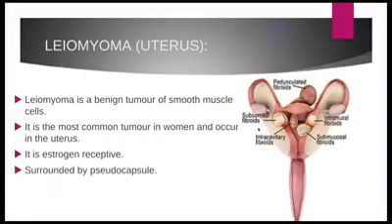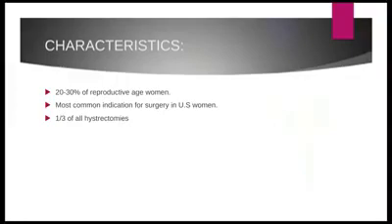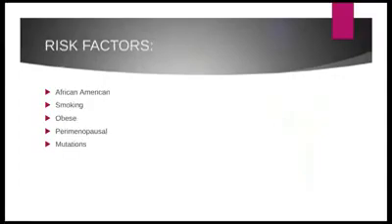What are the locations? Subserosal fibroid, intracavity, submucosal, intramural, or pedunculated fibroids. This is based on their location in the uterus. Characteristics. 20 to 30% of reproductive age women are affected, they are the most common indication for surgery in US women, and one third of all hysterectomies are due to leiomyoma. Risk factors. African American, smoking, obesity, perimenopausal, and some mutations are the risk factors.